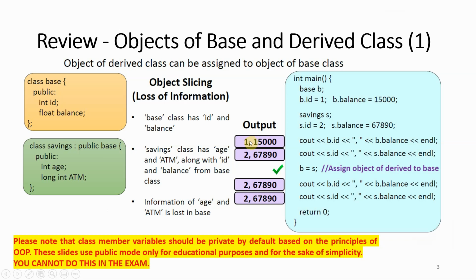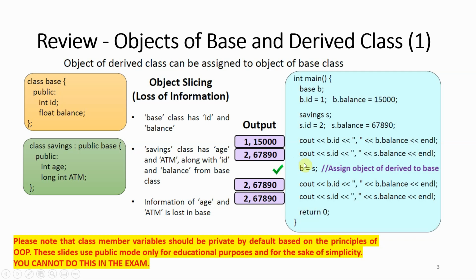Now, this is a review of what we did in the previous video about inheritance. We have a base class, and a derived class, which is derived from the base. Now we instantiated an object of base and an object of class savings. This is the parent, this is the child, or super and subclasses.